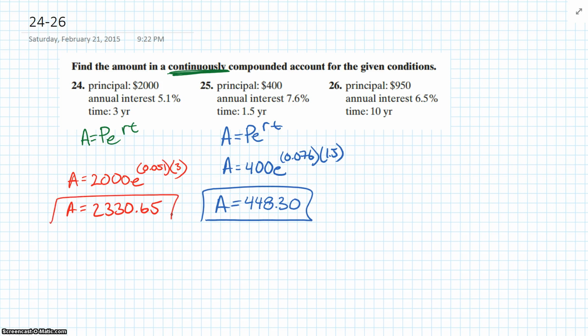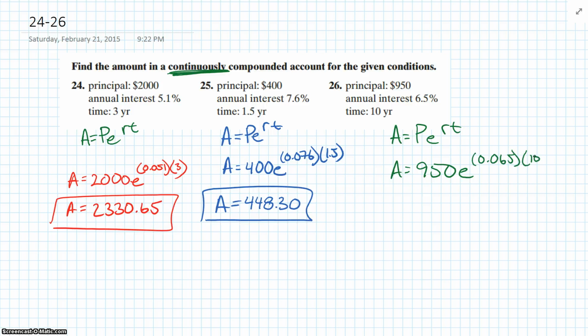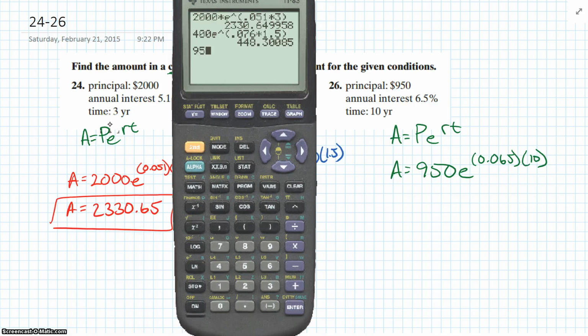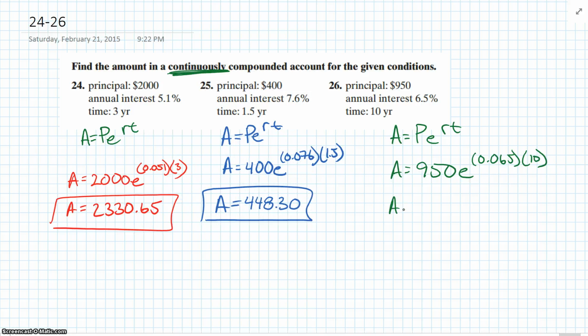Okay. Last one of this type. Okay, this one's 10 years, so this one should be a fairly big number. So again, A equals P times E to the RT. A equals, the principal's 950. The interest is 0.065 and the time is 10. So again, we can just plug this into the calculator for easy work. 950 times E to the 0.065 times 10. 1819.76.